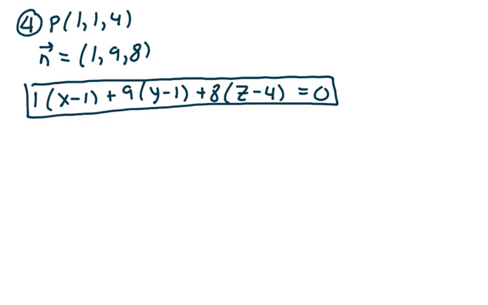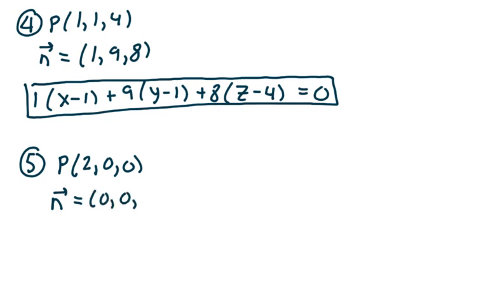And then that's my point normal form for the equation of a plane. Number 5. Suppose P is the point (2, 0, 0). My normal is the vector (0, 0, 2).